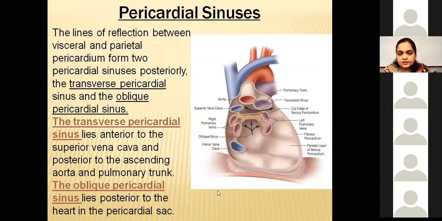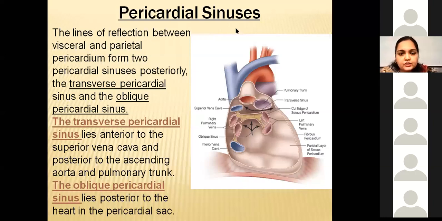Now this, due to these two layers of the pericardium, that is the serous and the fibrous pericardium, during the development of the heart tube, the movement of the primordial heart tube, we will discuss in detail in the development of the heart. There is rotation, and due to the reflection of this, two sinuses appear. They are simply termed transverse pericardial sinus and the oblique pericardial sinus.